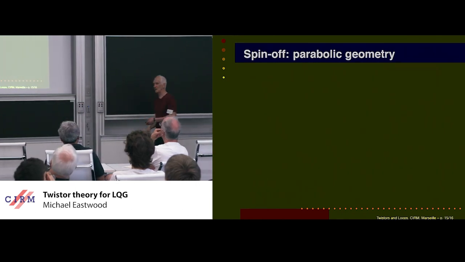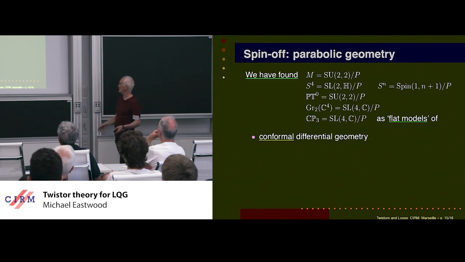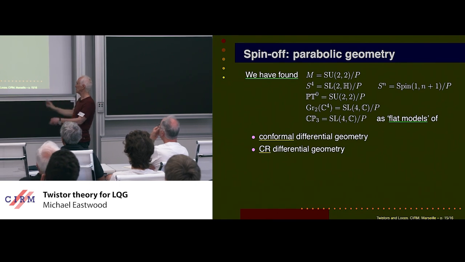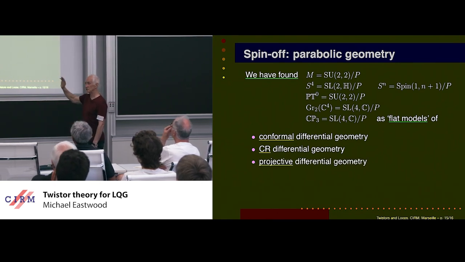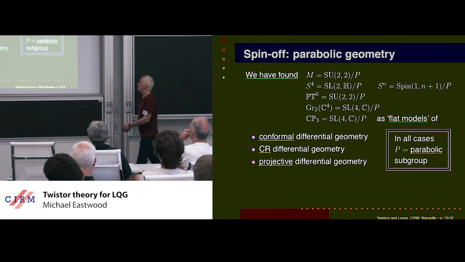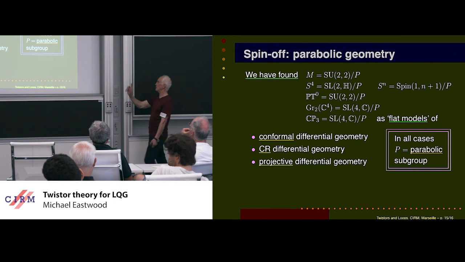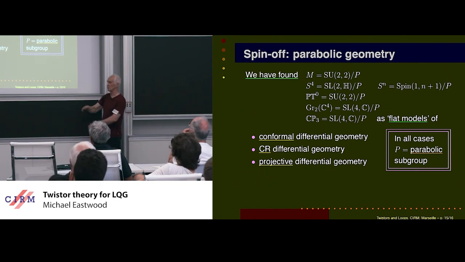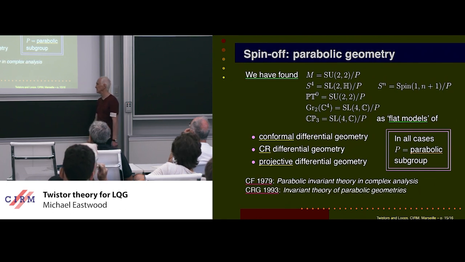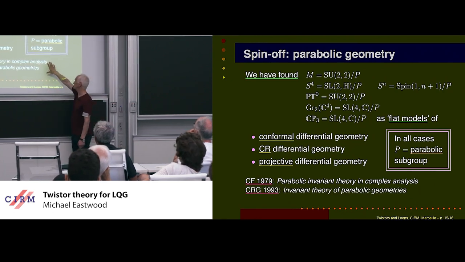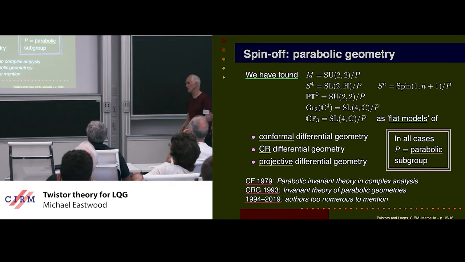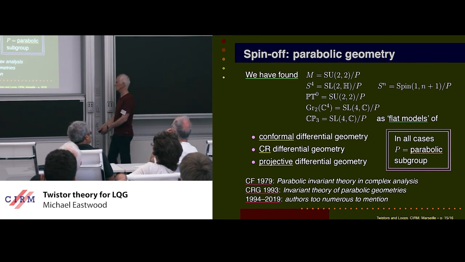And then if you ask what's going on in general, this is my spin-off slide. So you found lots of homogeneous spaces, lots of things going on here to do with either conformal differential geometry, CR differential geometry, or projective differential geometry. And in all cases, P is actually a parabolic subgroup of a semi-simple Lie group. So this is a story which happens in very much more generality. And these are the two articles where this terminology actually comes from. And then since then, there have been heaps of developments by many authors, too numerous to mention.